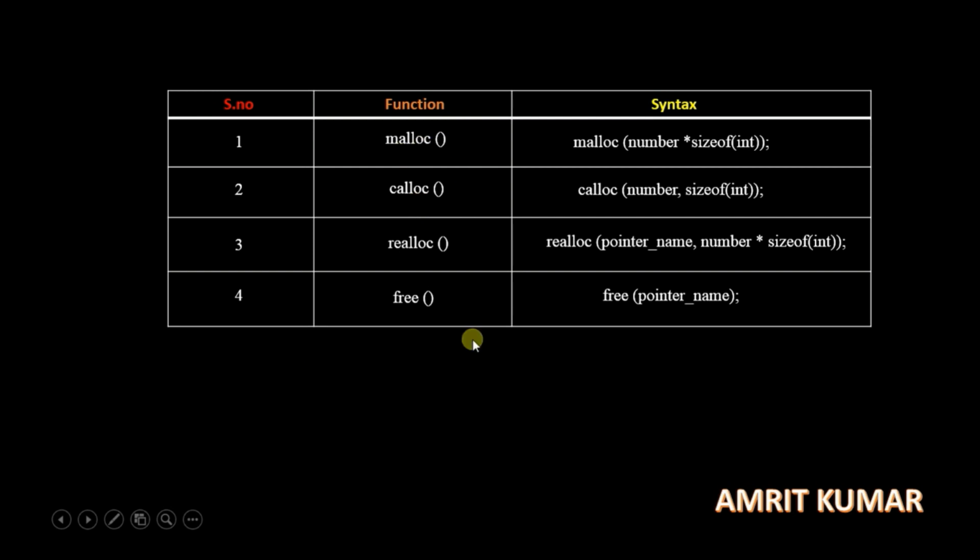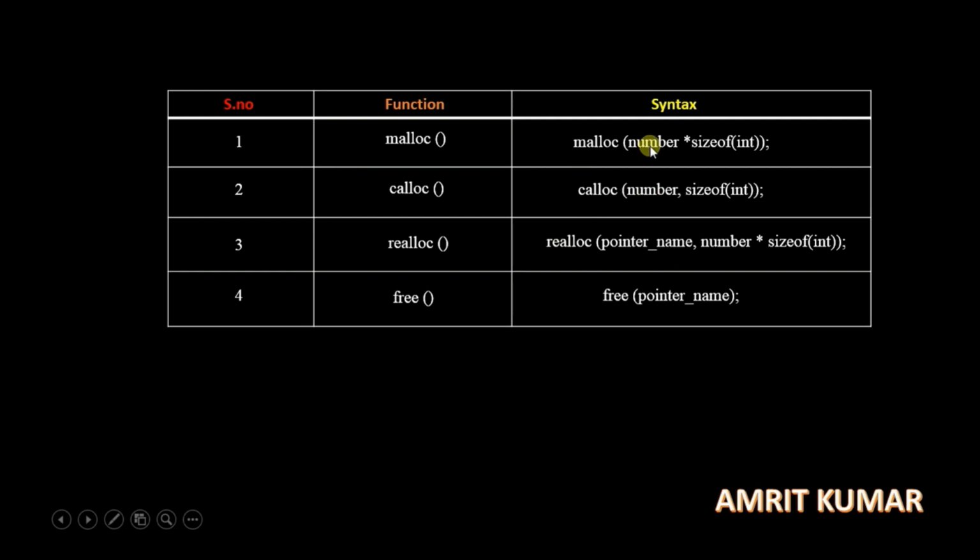Here is the chart in which I am dealing with the functions and their syntax. You can see the malloc syntax is like this: malloc number into size of integer. Calloc: number comma size of integer. Realloc: pointer name comma number into size of integer. And free: the pointer name. Free is used to free up the space allocated during the execution of the program.